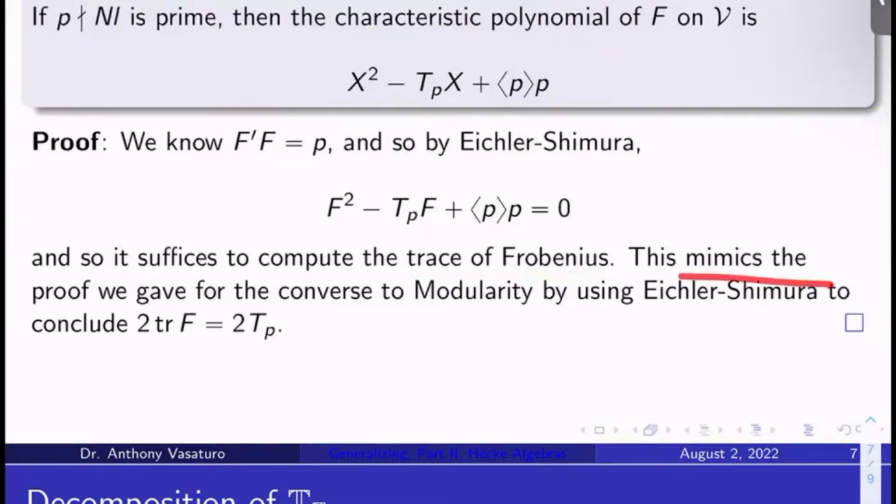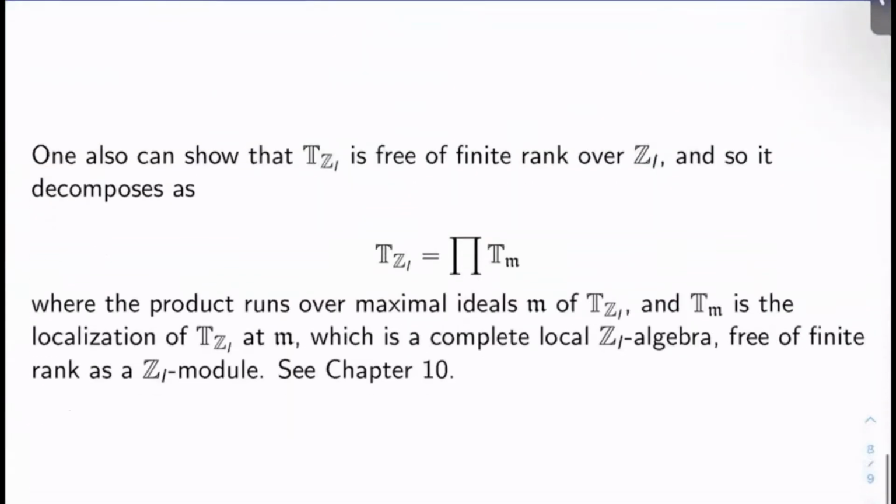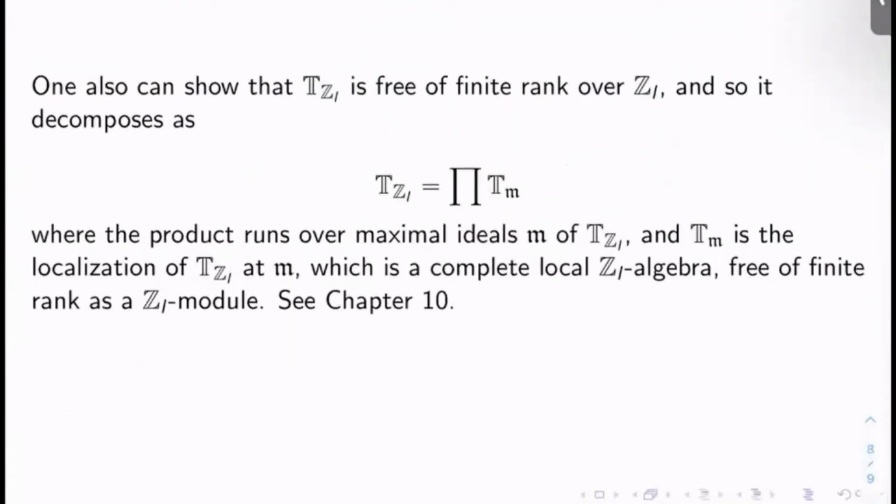The proof mimics the proof we gave for the converse to modularity by using Eichler-Shimura to conclude that twice the trace of F is 2T_p. And so the trace of F is T_p, although I'm being slightly loose with my language here. And so you get, well, if the trace of Frobenius is T_p, then T_p must be this coefficient here, and you're done.